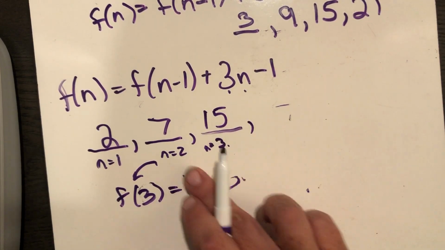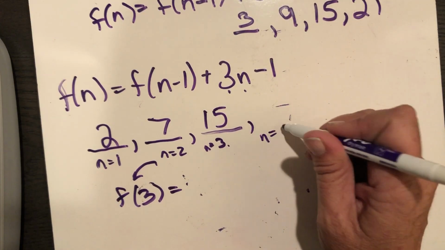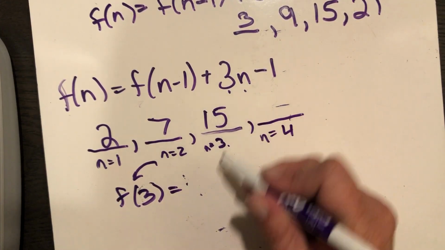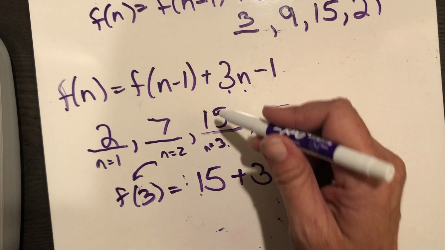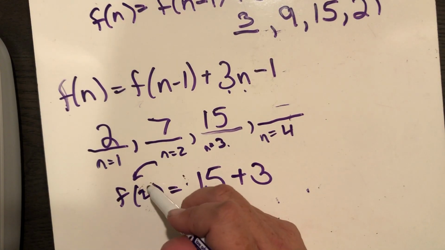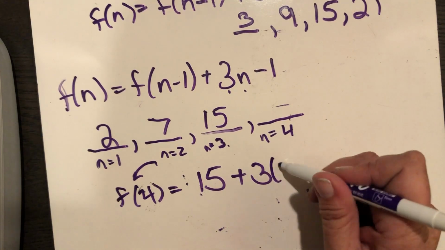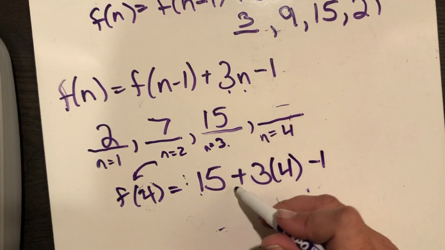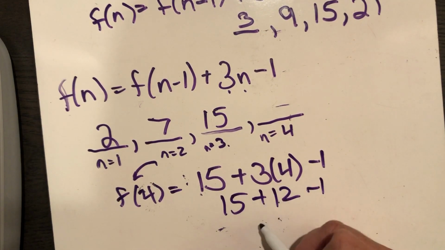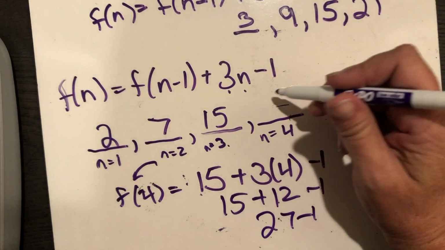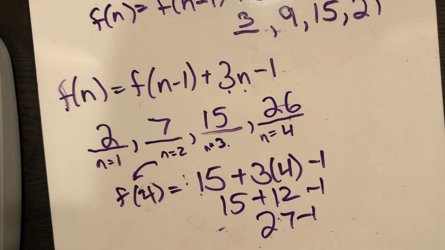To find the n equals 4, we take this 15, then we go 3 times 4 minus 1. 15 plus 12 minus 1, 27 minus 1, 26.